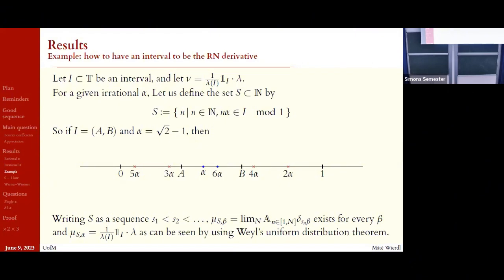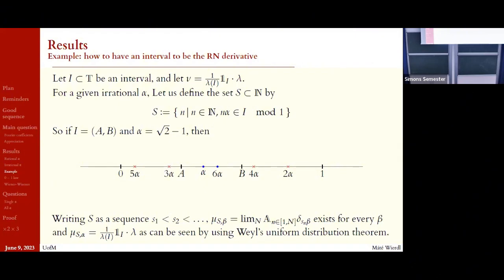Now, if we write this S as a sequence, S1, S2, etc., then the limit measure exists for every beta. So in other words, S is a good set. And we can see, with a not very complicated calculation, that the limit measure is exactly our mu, which was given here. So it's exactly the absolutely continuous measure with Radon-Nikodym derivative being the normalized indicator of the interval.